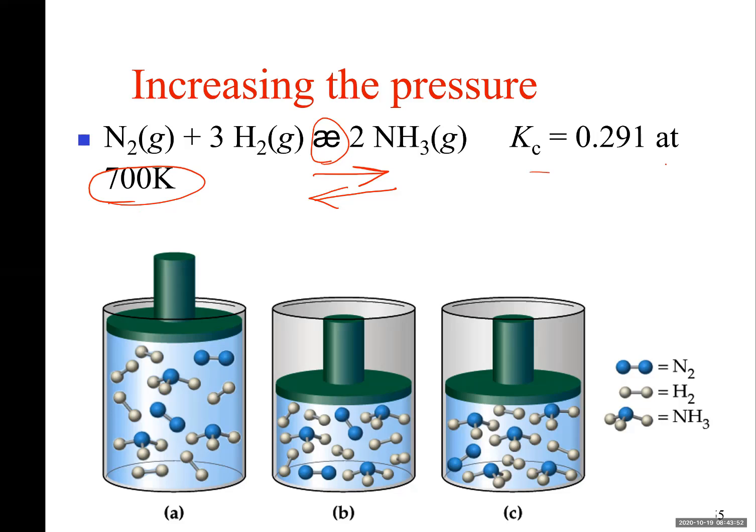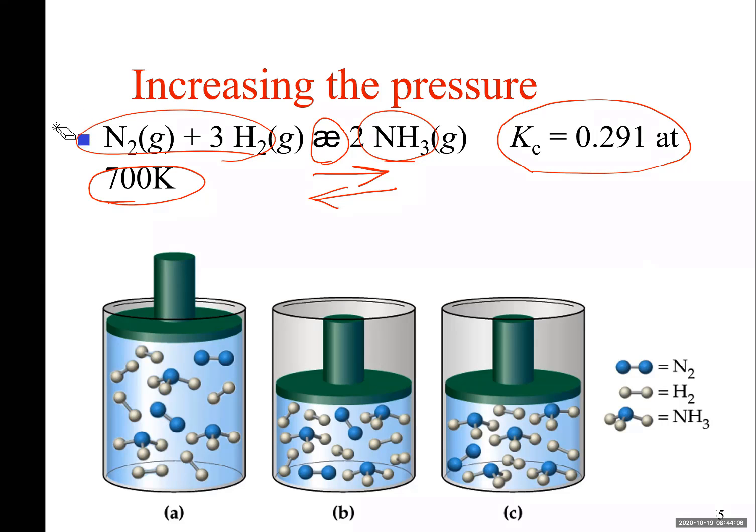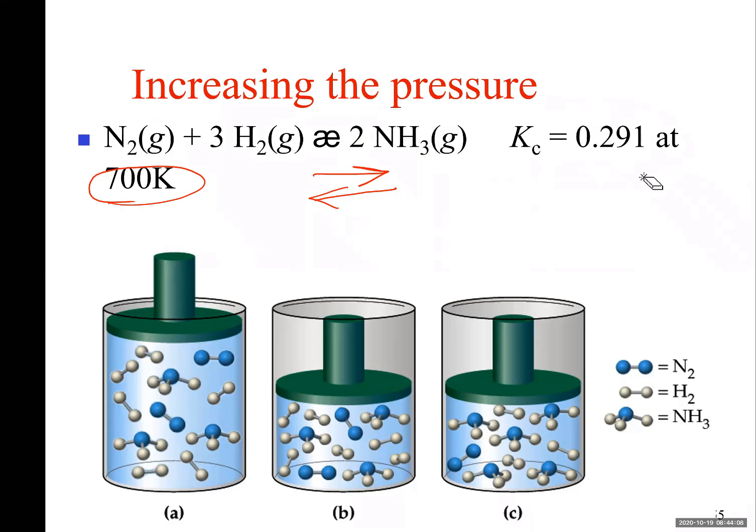And this is a constant I'm going to define later on, which shows the relative ratio of concentration of products to reactants. We are going to discuss this. So for a moment, ignore the temperature and ignore Kc until I define it. But what I want to do is change the pressure.